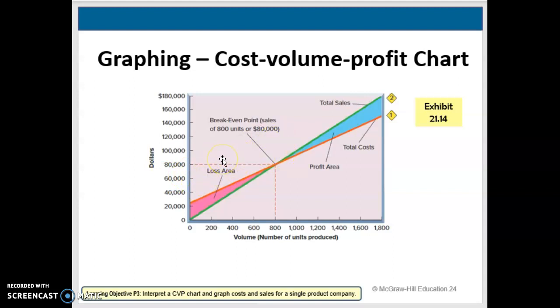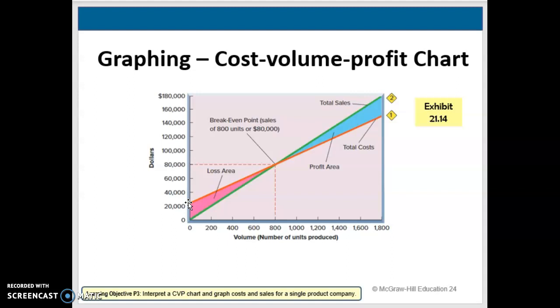So we have 3 things to do to prepare a CVP chart. First, we're going to plot our fixed costs on the vertical axis. Our fixed cost was $24,000. So that's the lowest it can be, and that's right here. We're going to draw a horizontal line at that level to show what fixed costs are going to be. They're going to remain the same.